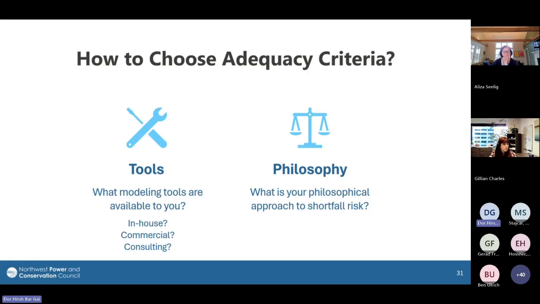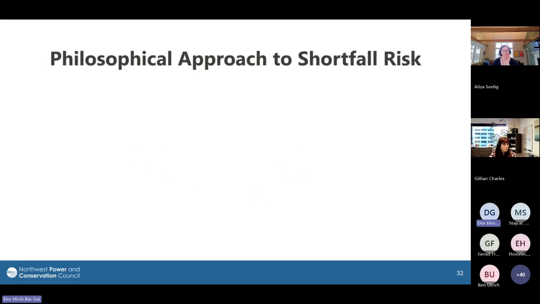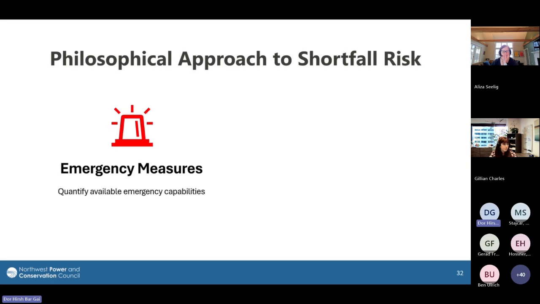Philosophically speaking, this is what we'll spend the next part of the slides on, and it's the philosophical approach to your shortfall risk. And this is really where you, as a planner, can come and shine with the utility and just ask the question: what are we trying to protect against? I mentioned the emergency measures, and we'll talk about them. I know I keep saying it, but if not the next slide, then the one after, I believe.